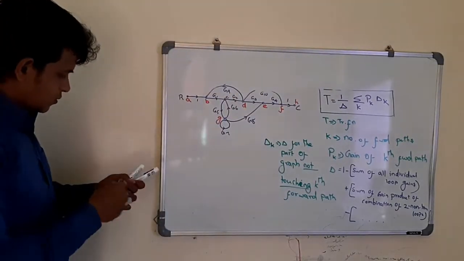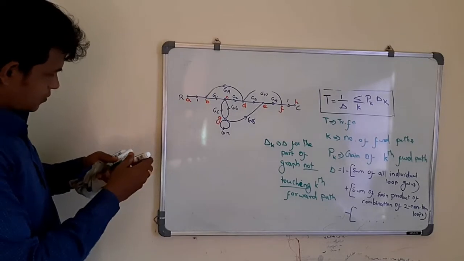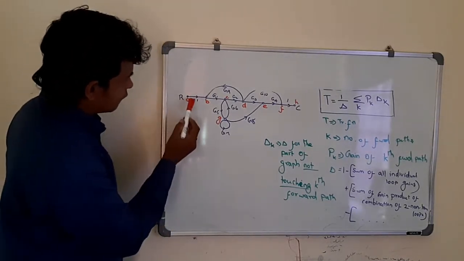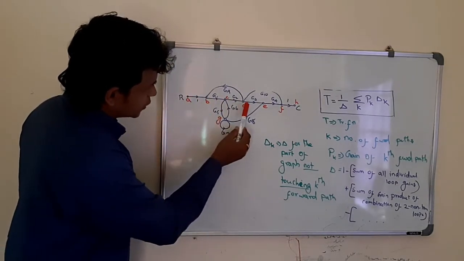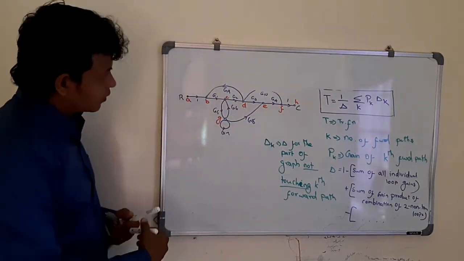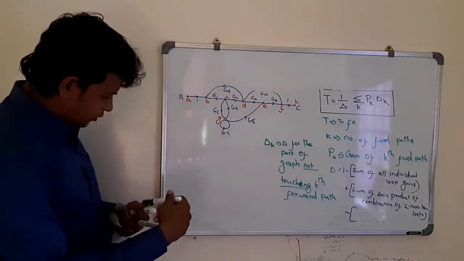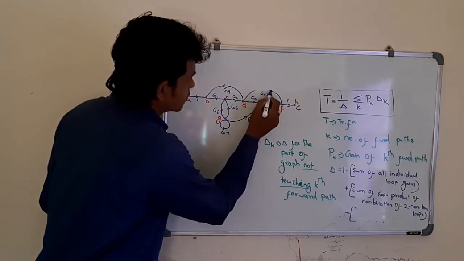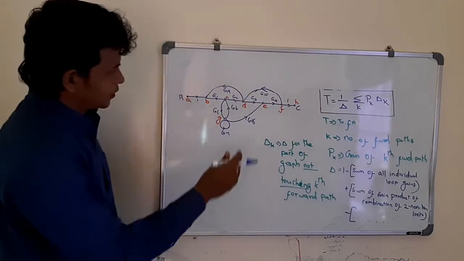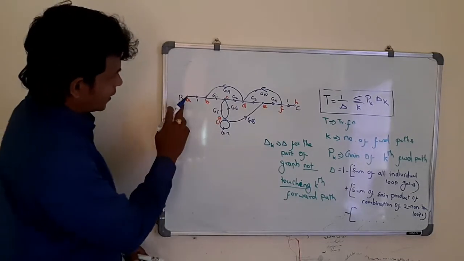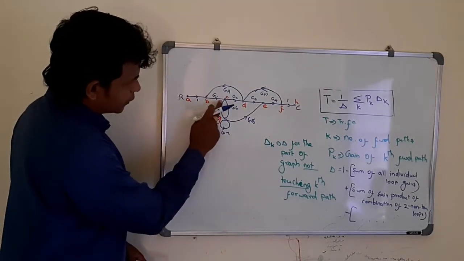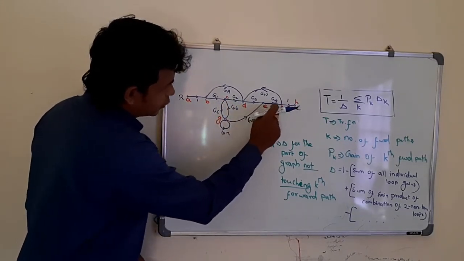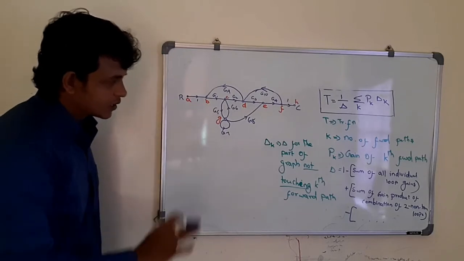Okay, so here let us identify from the signal flow graph: from A to B, B to C, C to D, D to E, E to F, and F to H. We have one forward path. Okay, so I'm completing this. Right. So this is one forward path, and another forward path is A to B, B to C, then C to G, G to E, E to F, F to H.